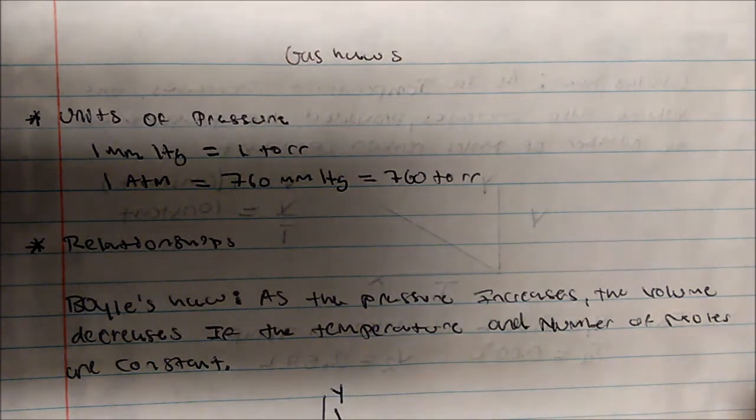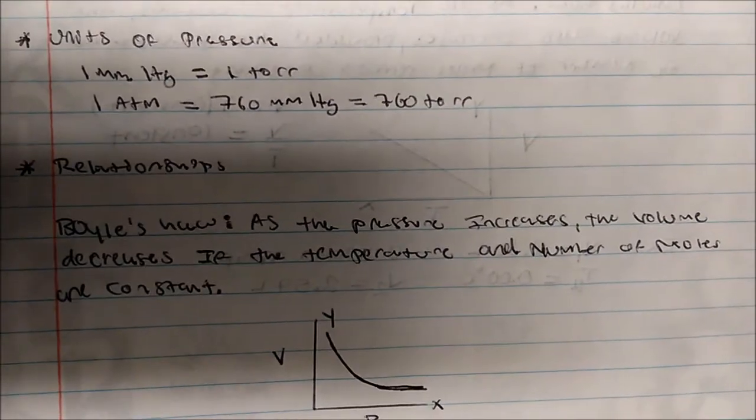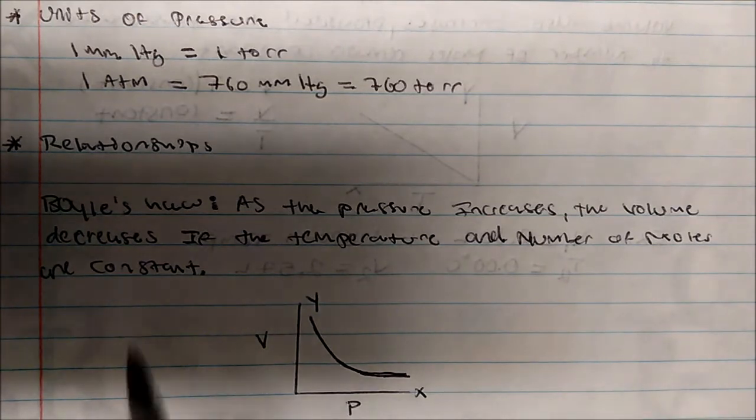So let's talk about the relationships. Now, there are three laws that we need to familiarize ourselves with. The first one is Boyle's law. What Boyle's law says is that as the pressure increases, the volume decreases, only if the temperature and the number of moles are constant.